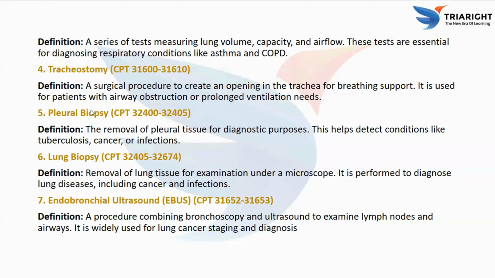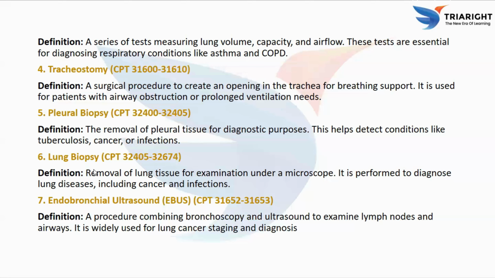The fifth procedure is pleural biopsy. What is pleural biopsy? It's the removal of pleural tissue, that is the lining of the lung, for diagnosis. This is mainly used to detect tuberculosis, cancer and chronic infections. The methods used in pleural biopsy are needle biopsy, open biopsy and thoracoscopic biopsy. Lung tissue means lung biopsy. Lung lining means pleural biopsy.